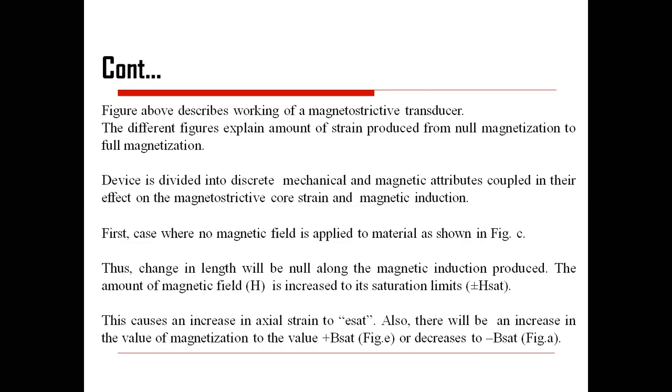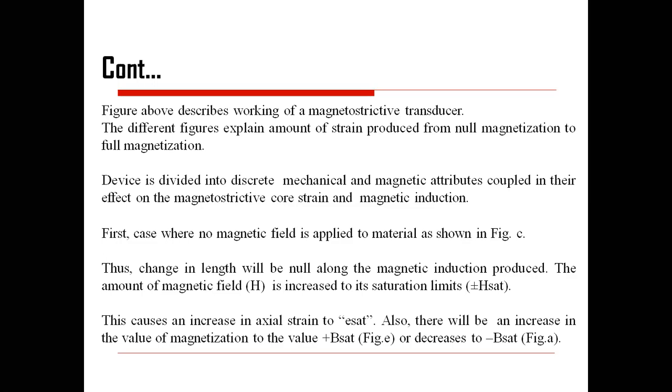Now the change in the length that will take place when we are going to apply a magnetic field, but at the initial condition, it is showing a null output or a zero output along the magnetic induction rule. So the amount of magnetic field H, if you try to increase that H to its saturation level, either you can go in the forward direction or you can go in the backward direction. In the forward direction, you are getting positive magnetic field in saturation, in the backward direction, negative.